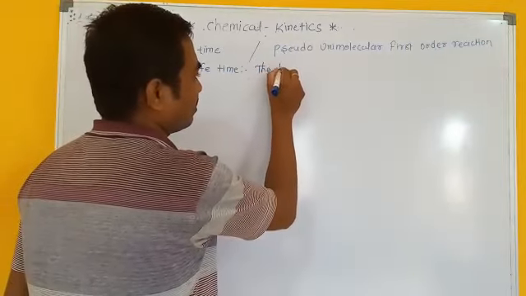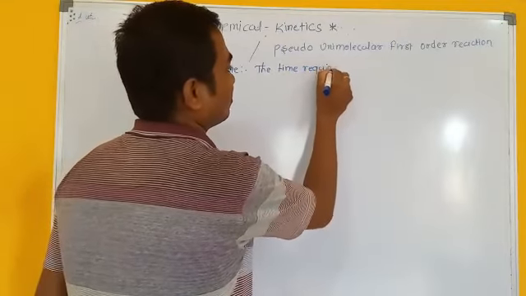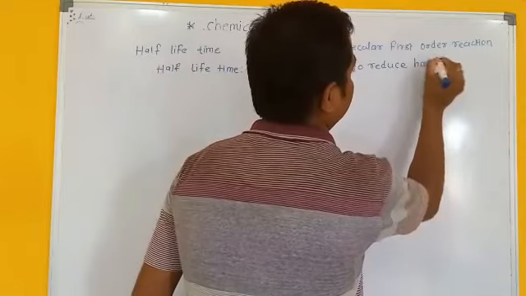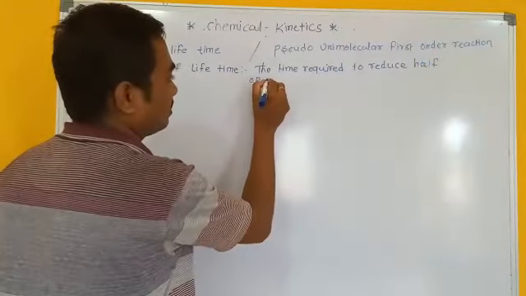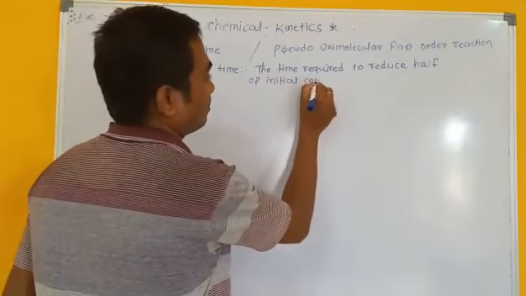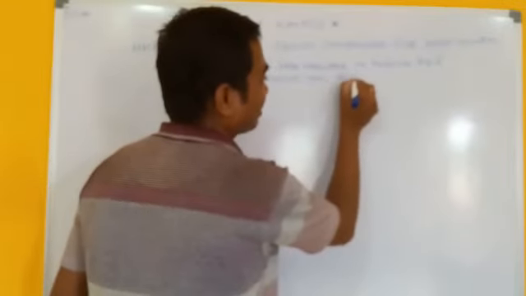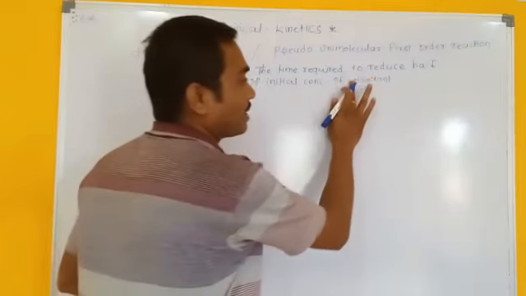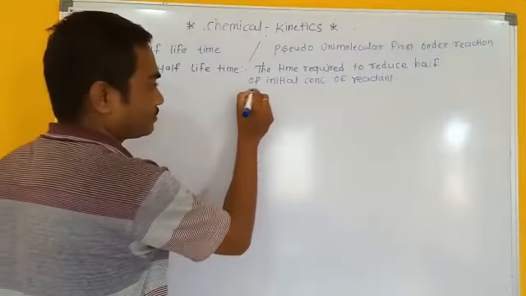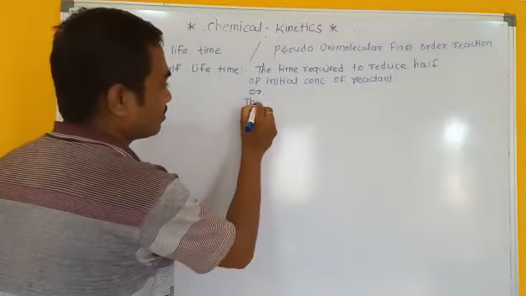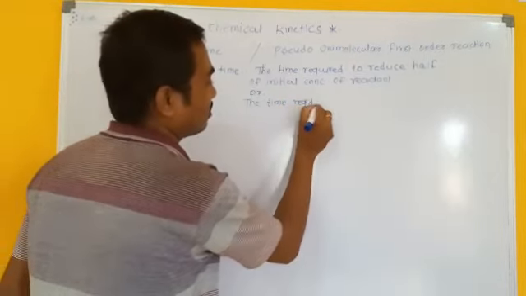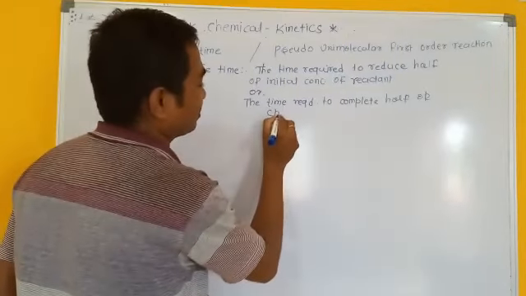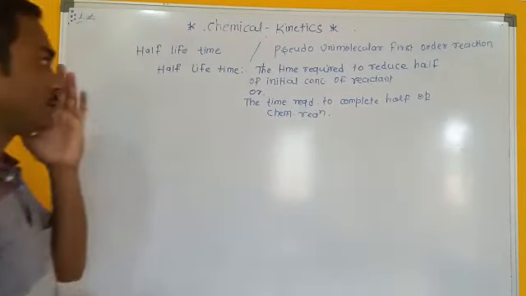The time required to reduce half of the initial concentration of a reactant is known as the half-life time, or the time required to complete half of a chemical reaction is known as the half-life time.